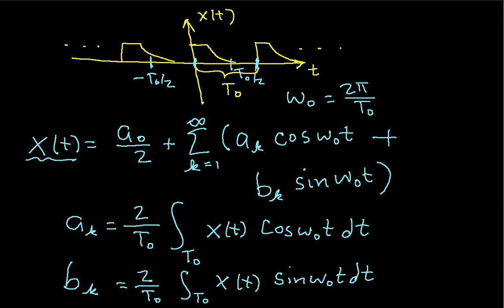Okay, and a0, I believe, is 2 over t0 times the integral over t0 of x of t dt. So a0 is essentially the DC value of the signal.